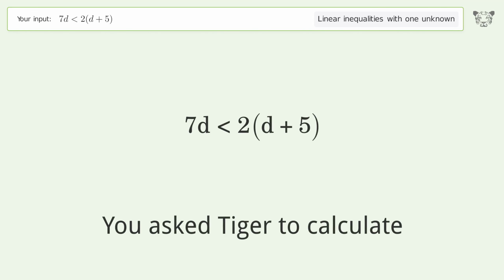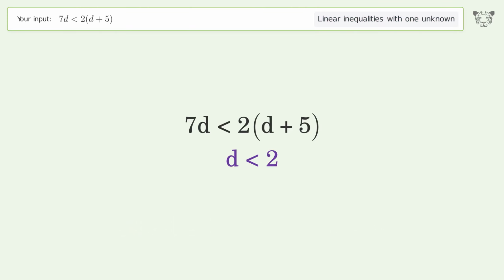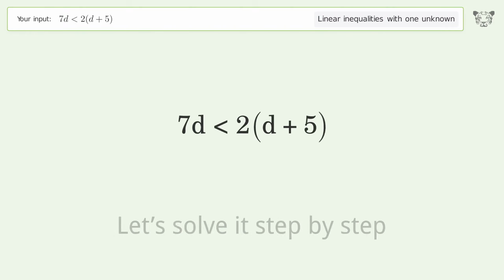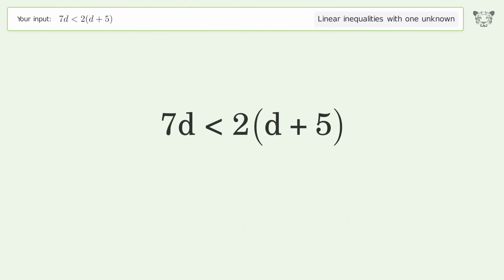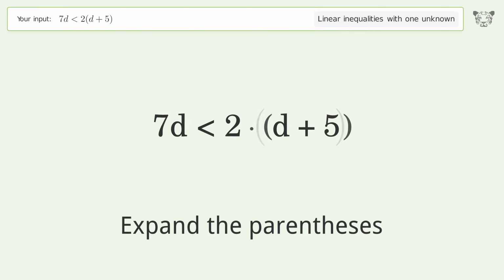You ask Tiger to calculate. This deals with linear inequalities with one unknown. The final result is d smaller than 2. Let's solve it step by step. Simplify the expression. Expand the parentheses.